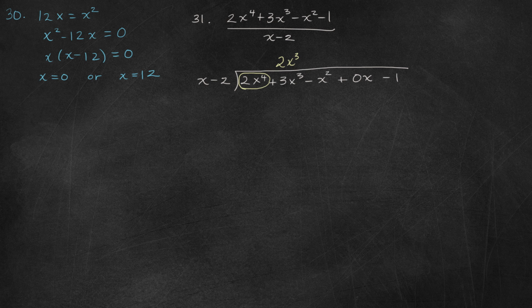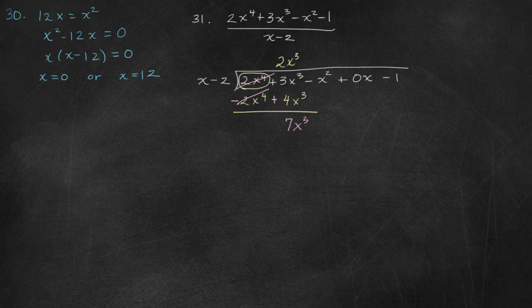So 2x cubed times x is 2x to the power 4. 2x cubed times negative 2 is negative 4x cubed. Now we're going to subtract. I prefer to add the opposite instead of subtracting. So I'm going to use the opposite signs here and add the terms instead. So I have 2x to the 4th minus 2x to the 4th. That cancels out and gives me 0. Then I have 3x cubed plus 4x cubed. That gives me 7x cubed.